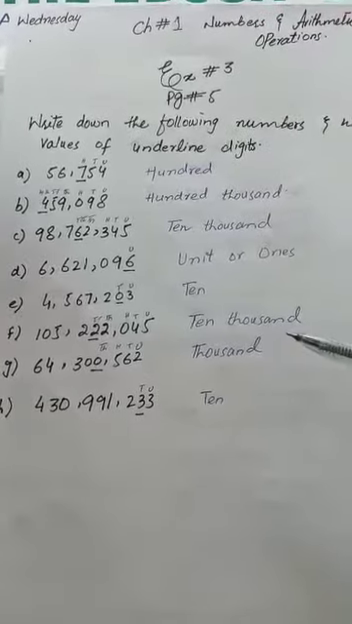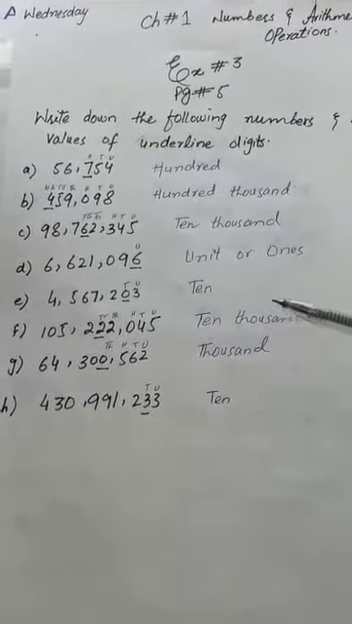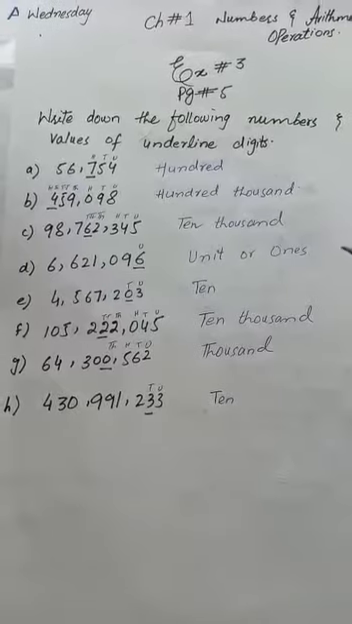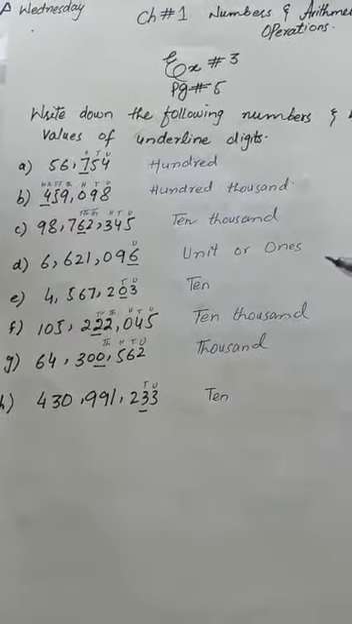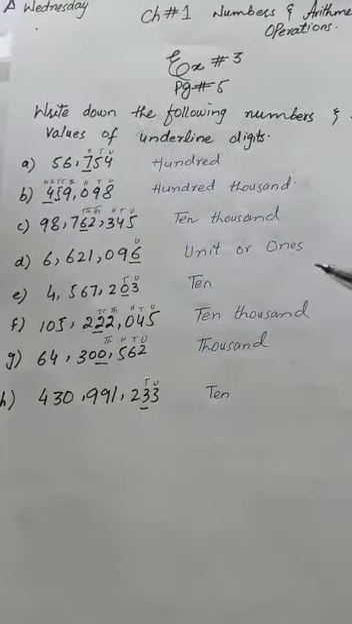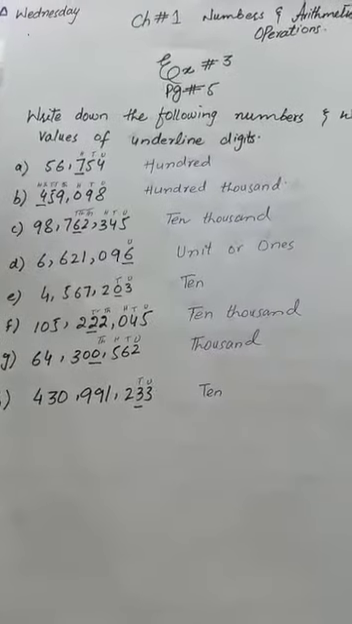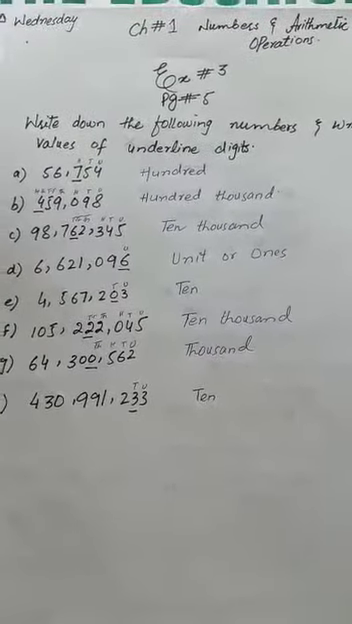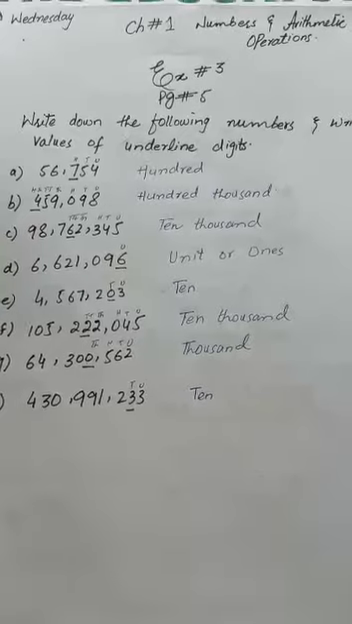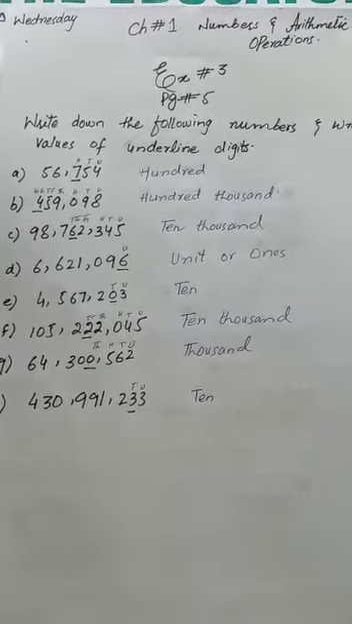So this is the method how we write place values of given digits or underlined digits. So understand and learn how we can write it.